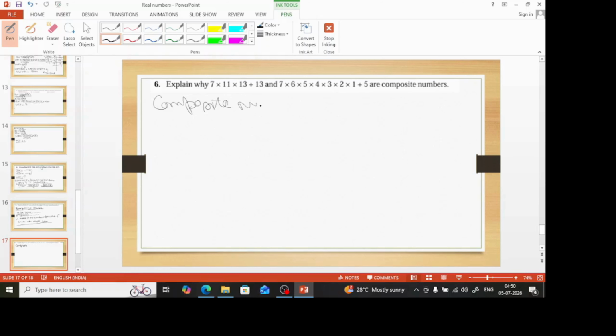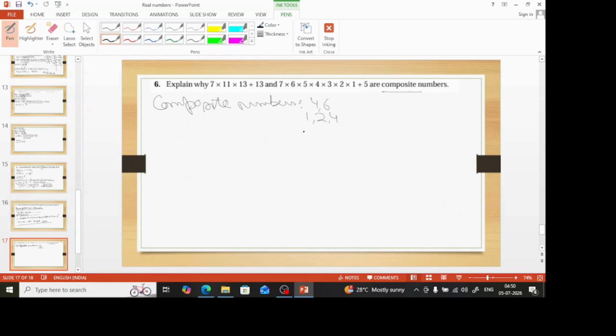Composite numbers are those having more than 2 factors, like 4. 4 is a composite number. It has factors 1, 2 and 4. 2 is not a composite number because it has only 2 factors, 1 and 2. 3 is also not a composite number. It has only 2 factors, 1 and 3. After that, 4 is a composite number. 5 again has 2 factors, 1 and 5.